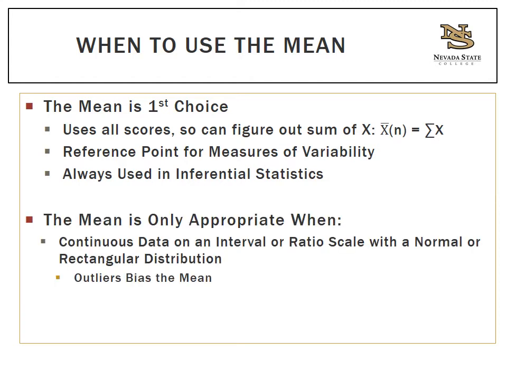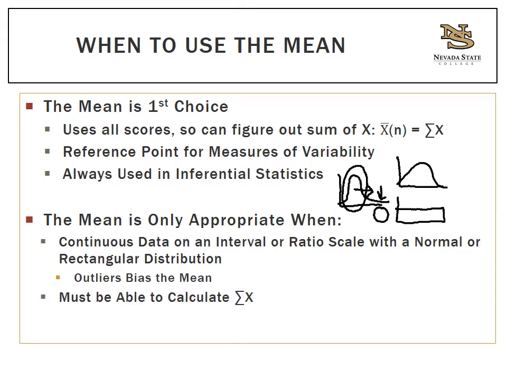Now, the mean is only appropriate when you have continuous data on an interval or ratio scale that's either normally distributed, so looking like this, or in a rectangular distribution where all the scores have pretty much the same frequency. If you have a situation with outliers, like a positive skew, these high scores are going to drag the mean towards them and bias that mean so that it no longer really reflects the true trends in your data. Also, the mean's only appropriate when you can actually calculate the sum of x, which is why it relies on an interval or a ratio scale.